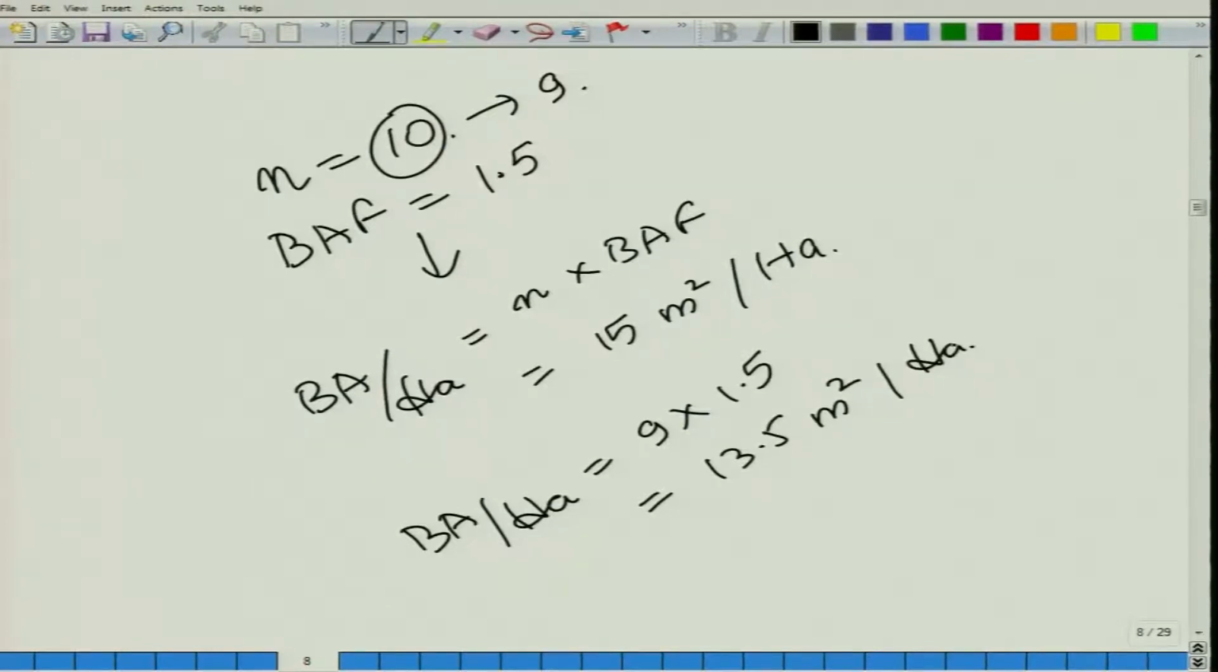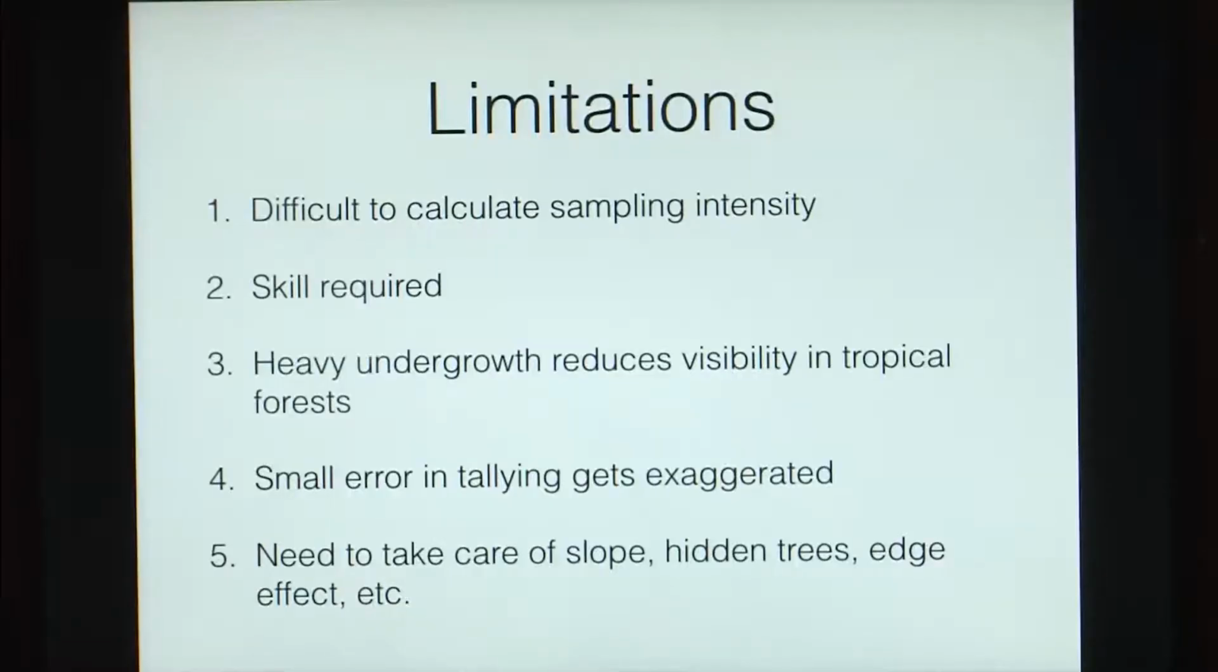So, just by removing a single reading, you have reduced your value of basal area per hectare by 10%. That is a very large amount of error. So, any small error in tallying will get exaggerated. Now, coming back to the slides, we need to take care of slope, hidden trees, edge effect and so on.